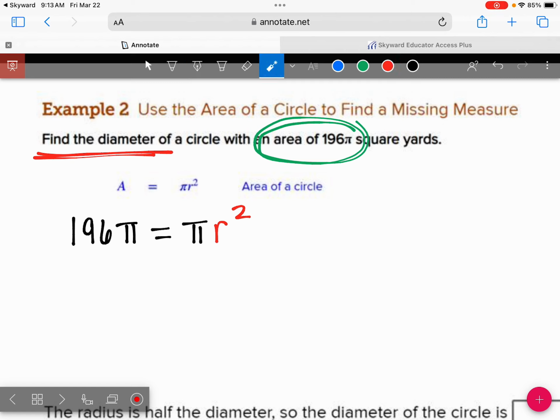So the first thing we need to do is eliminate the pi. This pi is being multiplied by the radius. So we're going to divide both sides by pi, which is going to cancel that out.